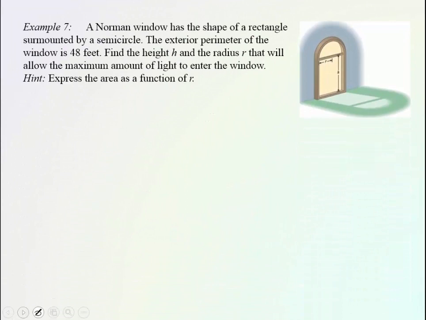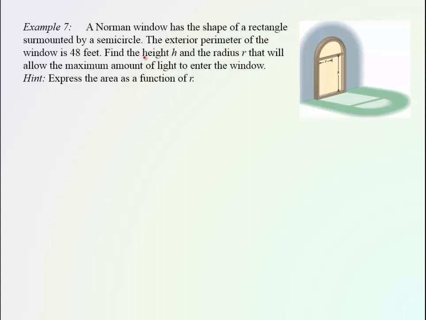And the last optimization problem is about a Norman window. A Norman window has the shape of a rectangle surmounted by a semicircle. The exterior perimeter of the window is 48 feet. Find the height h and the radius r that will allow the maximum amount of light to enter the window.